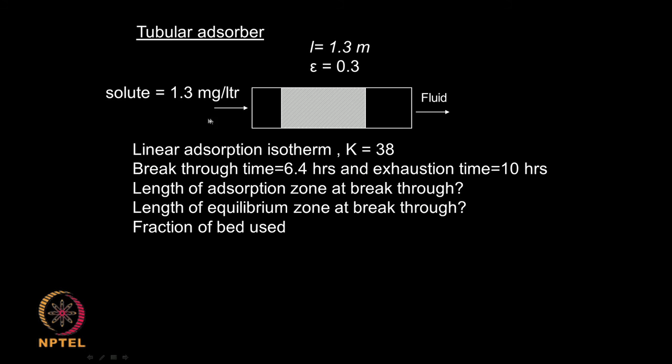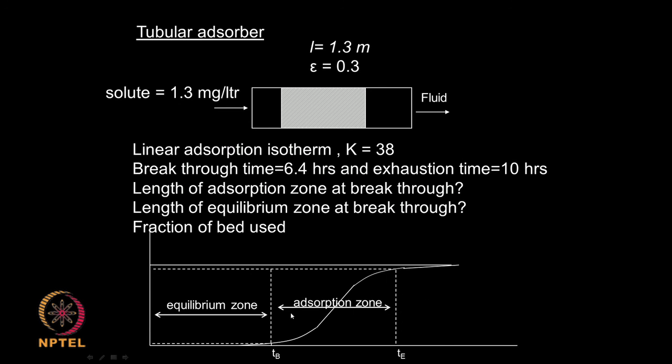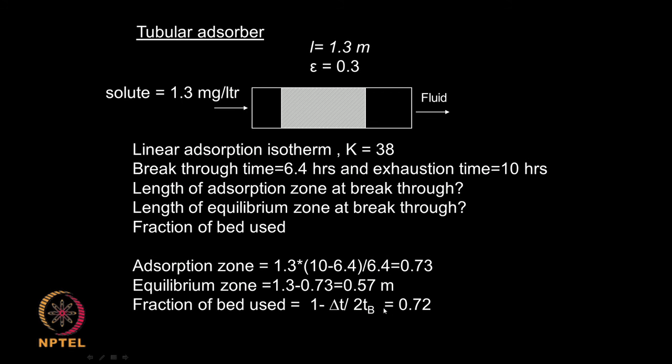So, solute is coming in at 1.3 mg per liter, the length is so much, epsilon is so much, fluid is coming out, K is given by 38, breakthrough time is 6.4 hours, exhaustion time is 10. So, theta, this fraction of the bed, is given by 1 minus (10 minus 6.4) divided by 2 times 6.4. That is 72%. So, 72% of the bed is totally consumed when the breakthrough happens.